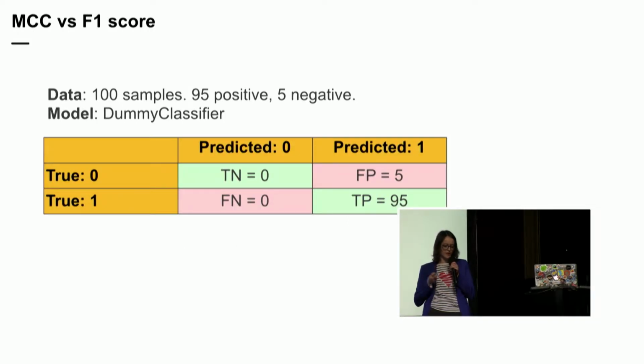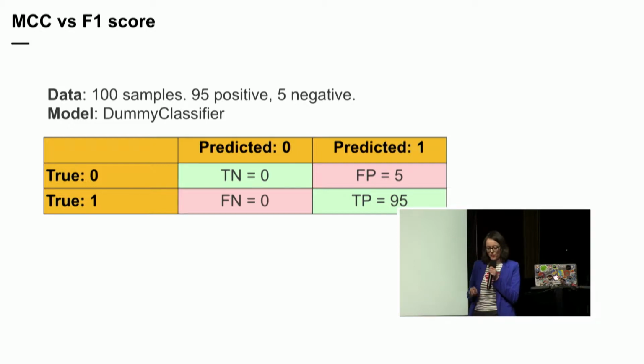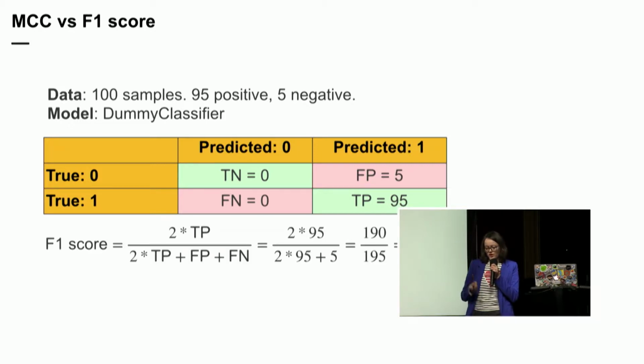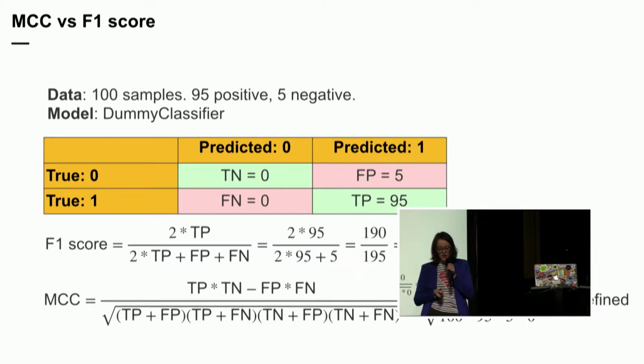Let's say we have some data, 100 samples, 95 positive, 5 negative. And we're going to just use a dummy classifier. So this is what a confusion matrix is going to look like for it. The accuracy on this one will be 95% naturally, and F1 score is even a little bit better, but MCC is going to be, well, scikit-learn is going to return you 0 with a huge red warning saying that it is technically undefined because you're dividing by 0 here.